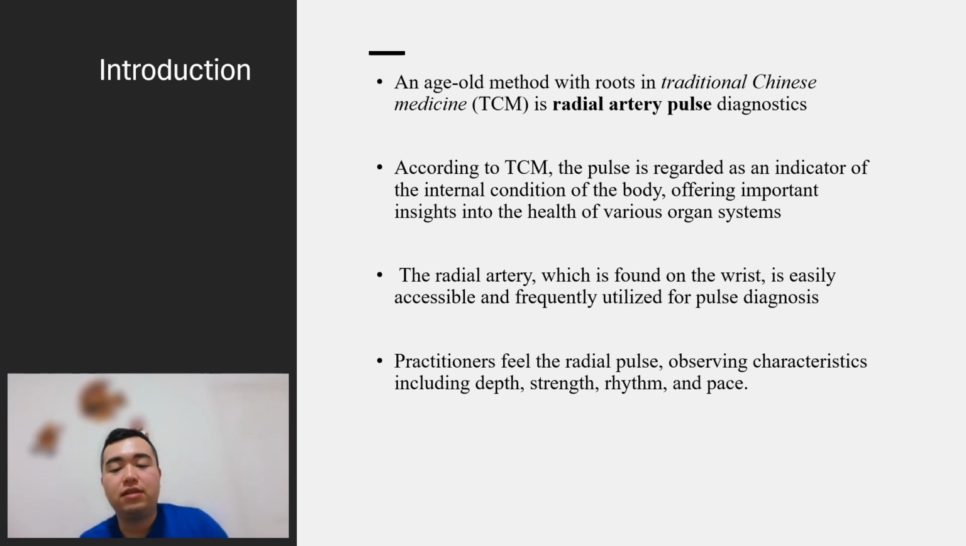Because it is so close to the skin surface, the radial artery, which is found on the wrist, is easily accessible and frequently utilized for pulse diagnosis. Practitioners can feel the radial pulse using their fingertips and observe characteristics such as the depth, strength, rhythm, and pace. Each of these characteristics is linked to many facets of health and can highlight abnormalities or imbalances in the body.